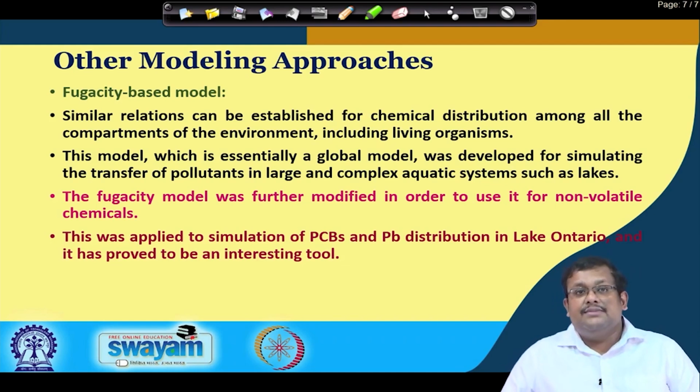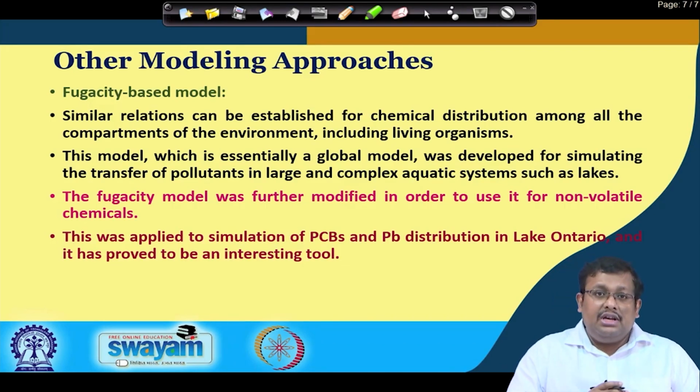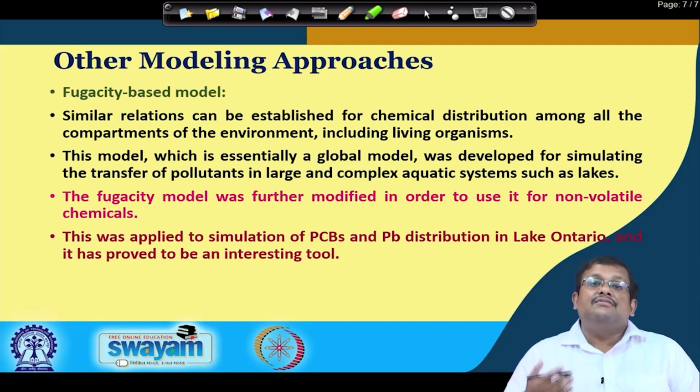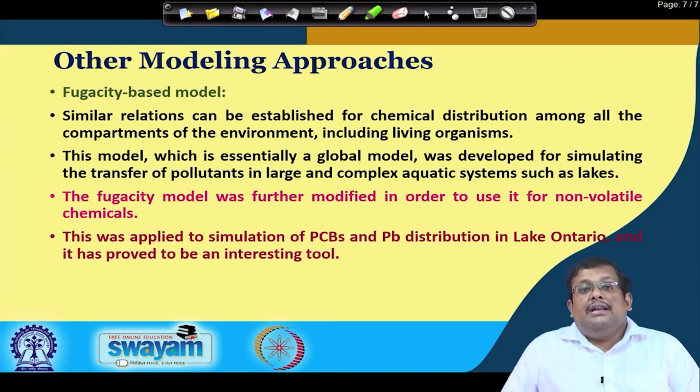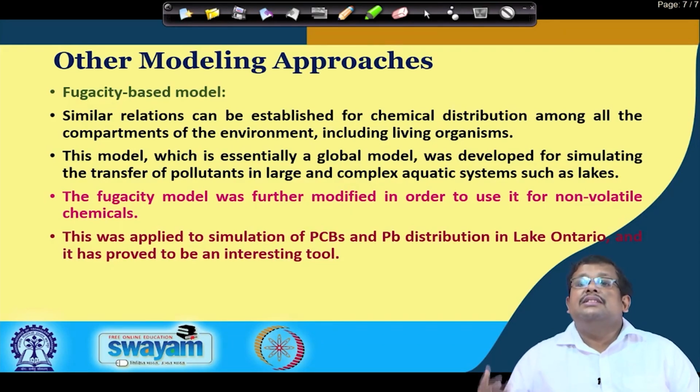Now, a similar relationship can be established for chemical distribution among all the compartments of the environment, including the living organism. This fugacity based model, which is essentially a global model, was initially developed for simulating the transfer of pollutants in large and complex aquatic systems such as lakes. The fugacity model was further modified in order to use it for non-volatile chemicals. It was applied to simulate polychlorinated biphenyls and lead distribution in Lake Ontario, and it has proved to be an interesting tool. This is how its application was enhanced in subsequent research and applications.